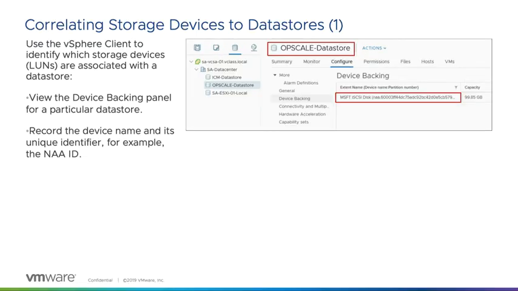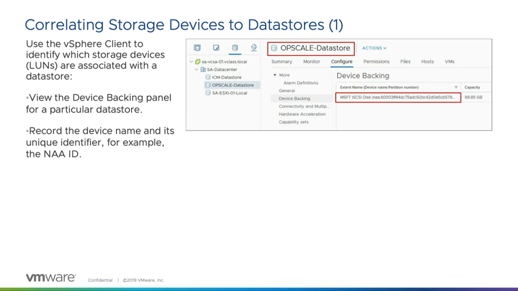So for instance, what if we wanted to look up a data store like this one, Opscale Data Store? That's in our iSCSI SAN. So we can first click on the data store, find its configure page, and then under device backing, you'll find the actual SCSI hardware address. I can search for that in ESX Top.